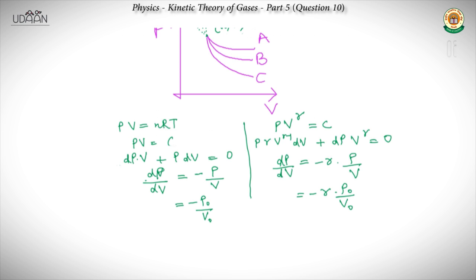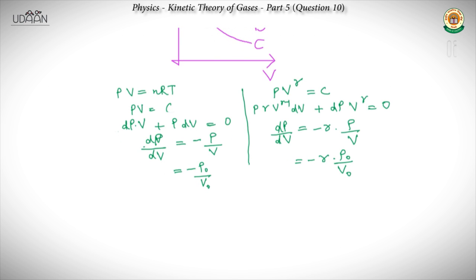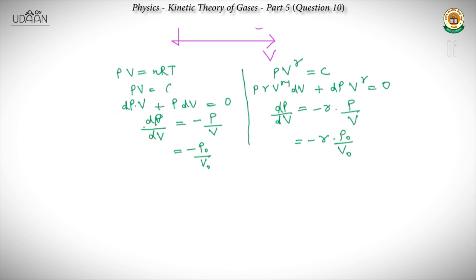So now we can just compare. dP by dV is just the slope. By seeing it, we can say that the magnitude of the slope of C is more than the magnitude of the slope of B, which is more than the magnitude of the slope of A. So we take mod dP by dV. It comes out to be P naught by V naught for isothermal, then gamma 1 P naught by V naught, then gamma 2 P naught by V naught.